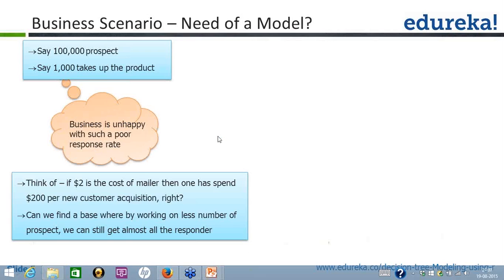It's such a poor response rate, 1%. Out of 100,000, only 1% is responding. So they ask you a question: can you find a base by working on fewer prospects, probably 20,000 prospects, where we can get almost all the responders? So what they are saying is, if at all you have to get only 1,000 customers, why are you sending it to 100,000 people? Why can't you send it to just a few people and get all of them, right? That's the demand, right?